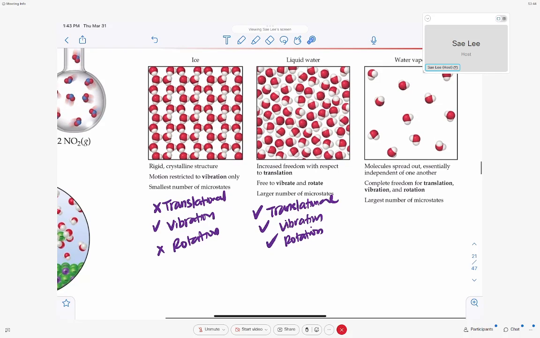As for the gas state, now molecules have complete freedom to go wherever they want. They can totally make translational motions. They are completely free to vibrate and rotate, and therefore the number of microstates is going to be highest in the gas state. Therefore, the gas state has the highest entropy among all states.